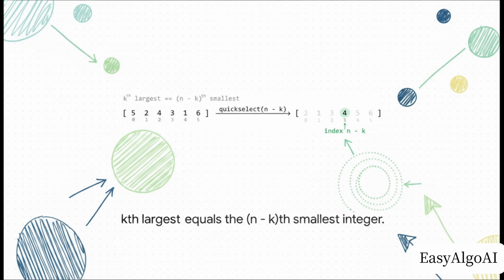Usually, this algorithm is used to find the kth smallest element, but we want the largest, right? Well, finding the kth largest integer is mathematically identical to targeting the n-k smallest index. Think about it. For our array of size 6, finding the third largest is perfectly equivalent to finding the index 6 minus 3, which is just the third smallest.